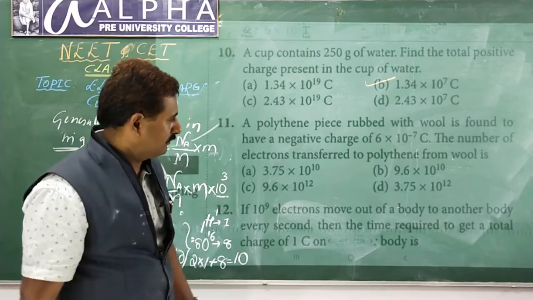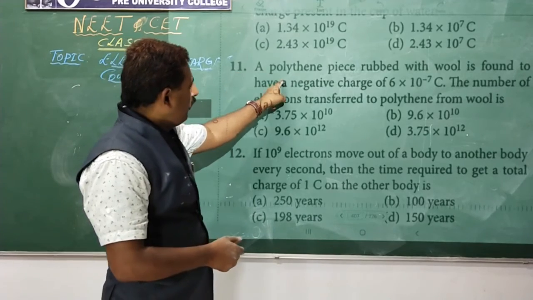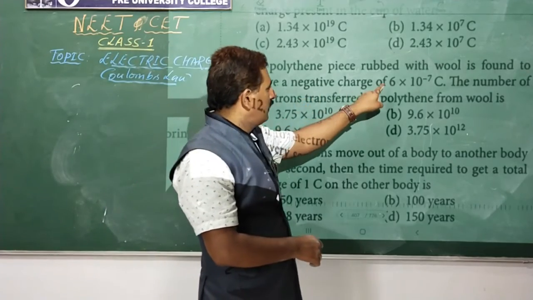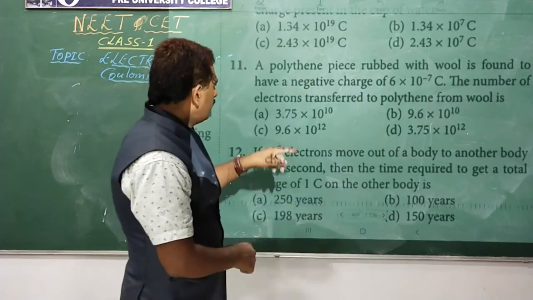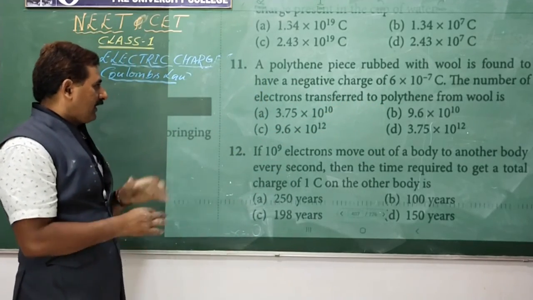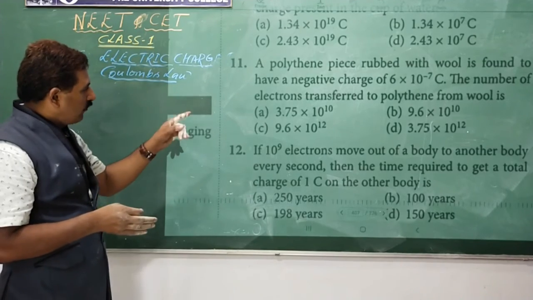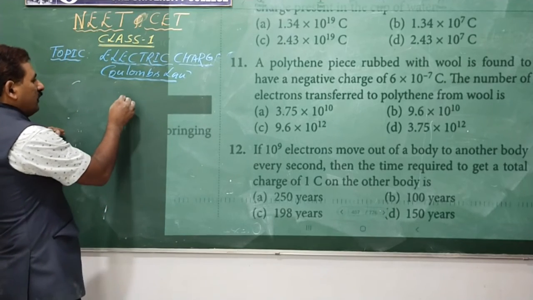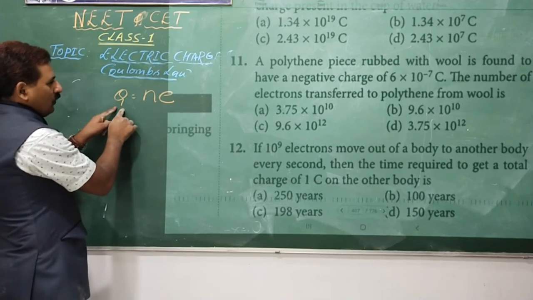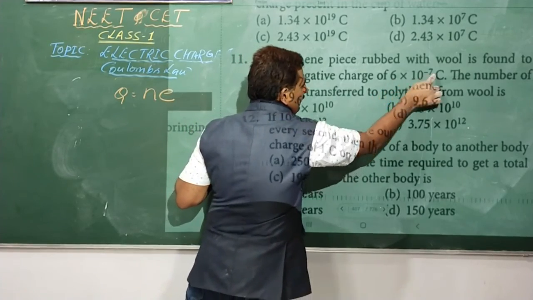Right? Continue. Okay, students, we will see the 11th one. A polythene piece rubbed with wool is found to have a negative charge of 6 times 10 power minus 7 coulomb. The number of electrons transferred to polythene from wool. Again, this is the law or principle of quantization of charge. What is the total charge on a body? Q equals NE. What is Q? He says Q is in coulomb here. Negative charge, 6 times 10 power minus 7 coulomb, right?